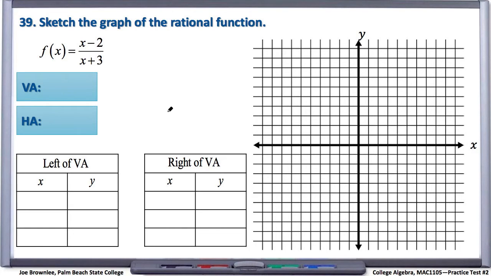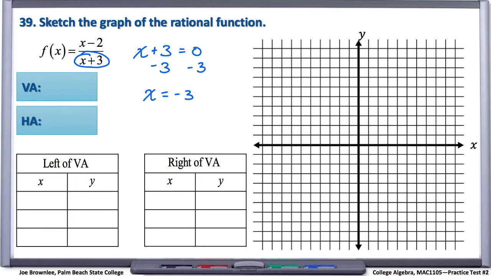Number 39, sketch the graph of the rational function, and we've been given f of x equals x minus 2 over x minus 3. Let's first see if we can find our vertical and horizontal asymptotes. For the vertical asymptote, we take the denominator, in this case x plus 3, and set it equal to 0, and then solve for x. Not too bad here. We'll subtract 3 on both sides, and that'll give us x equals negative 3.